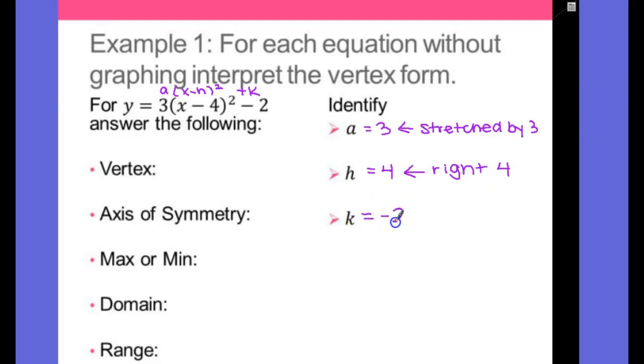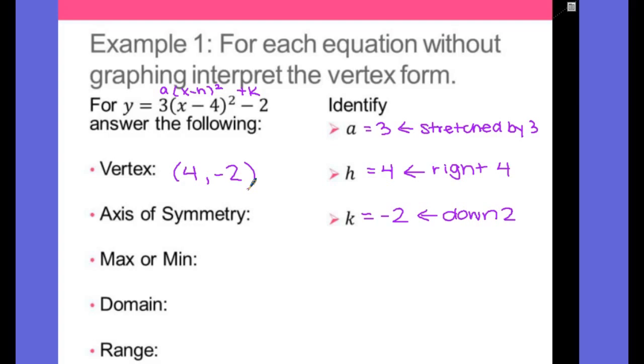And k being a negative 2, because k is what's outside those parentheses, tells me that this graph is moved down 2. So the A, the H, and the K have the exact same transformation movements as they did on an absolute value graph. So if that was an absolute value and H was 4, it would go right 4. If it was K negative 2, it would have gone down 2. So my vertex is H comma K. Well, I just found H and I just found K. So my vertex is 4, negative 2.